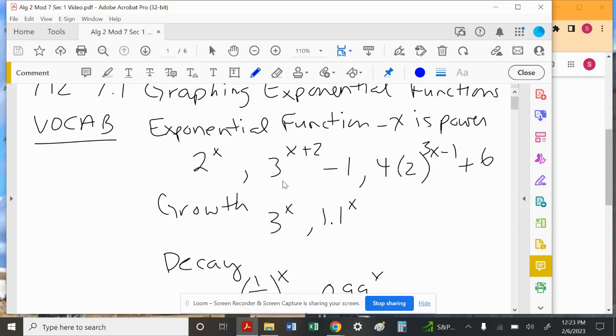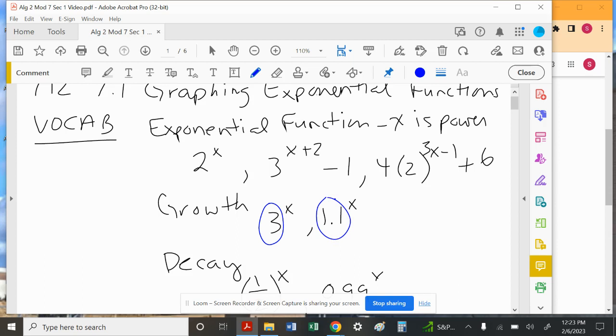So 2 to the x, 3 to the x plus 2 minus 1, 4 times 2 to the 3x minus 1 plus 6, and so on. A growth function is whenever we have a number to a certain power that's greater than 1.